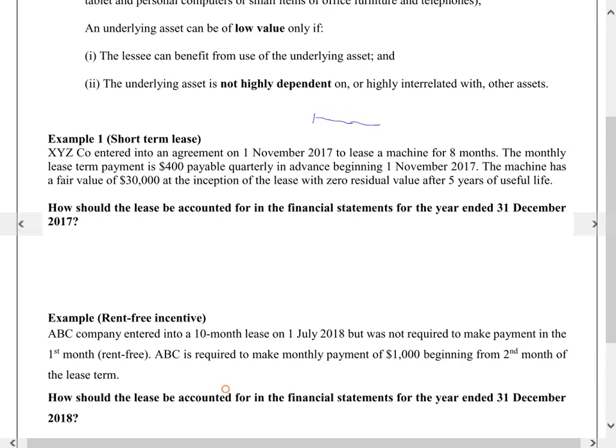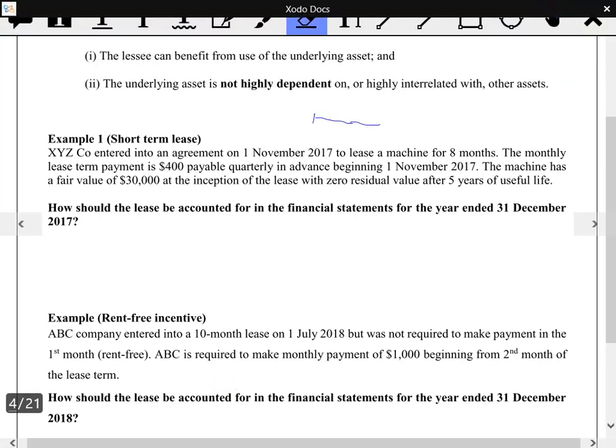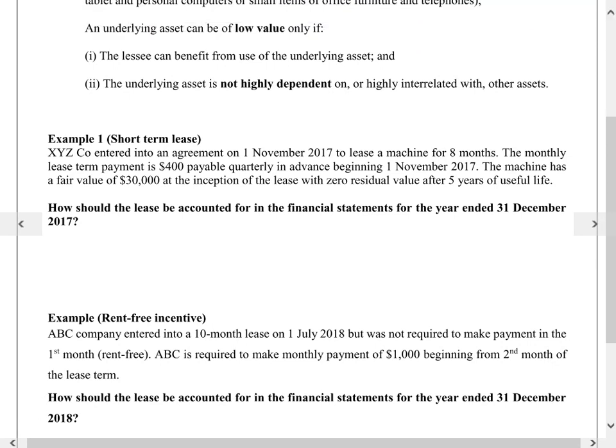In November, wait. When is my year end? December. So I start in November, which is here. So I will pay 1,200, correct? For how many months? 1, 2, and 3. I pay November, December, and January.